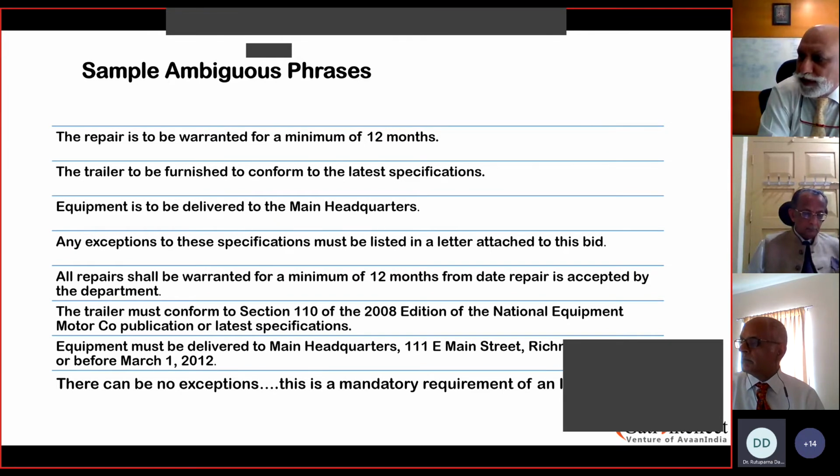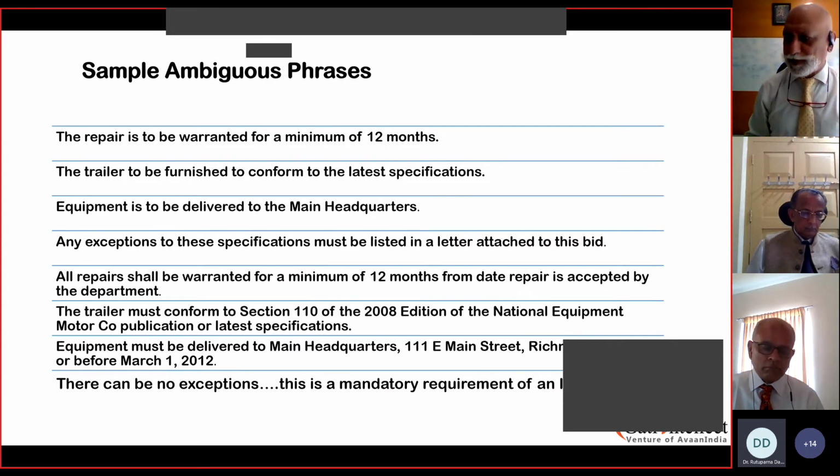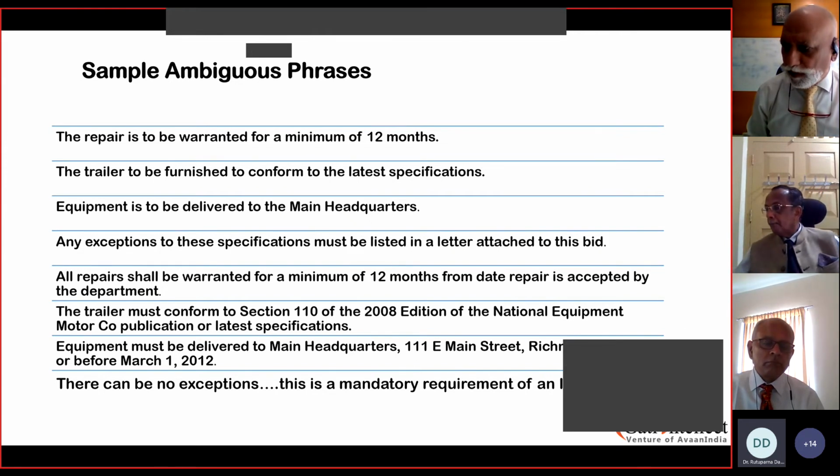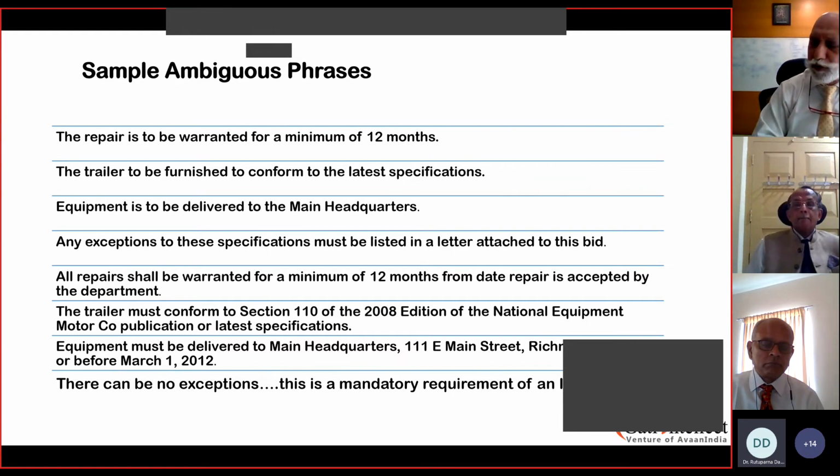Trailer must conform to section 110, 210 edition of the National Equipment Motor Company publication and later specifications. Now, this is again a very vague thing. The term should specify all details on the specifications required, and not that it should be left to some document to be read, which can be wrongly interpreted by the vendor on that.